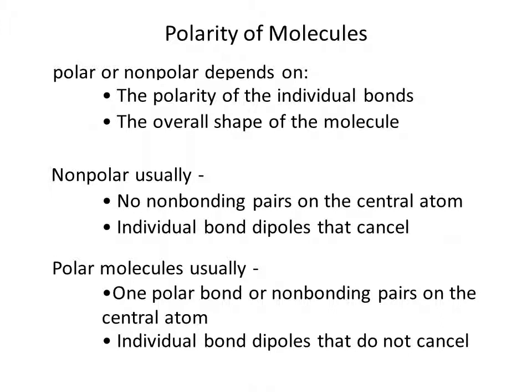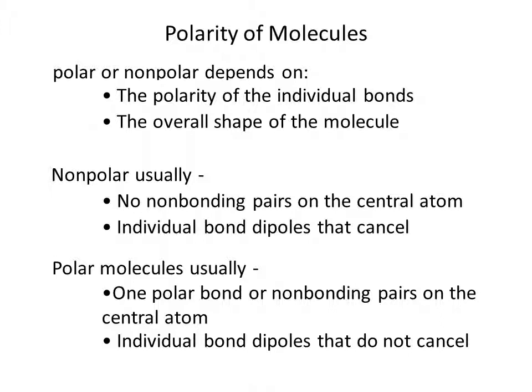So, if you see a molecule that is all carbon-hydrogen bonds, then we know it's nonpolar. If you see a molecule that is made up only of nitrogen, well, that must be nonpolar. But if you see a molecule that has no non-bonding pairs on the central atom and the individual bonds are very polar, it is still nonpolar, because no non-bonding pairs usually means the molecule is symmetrical.